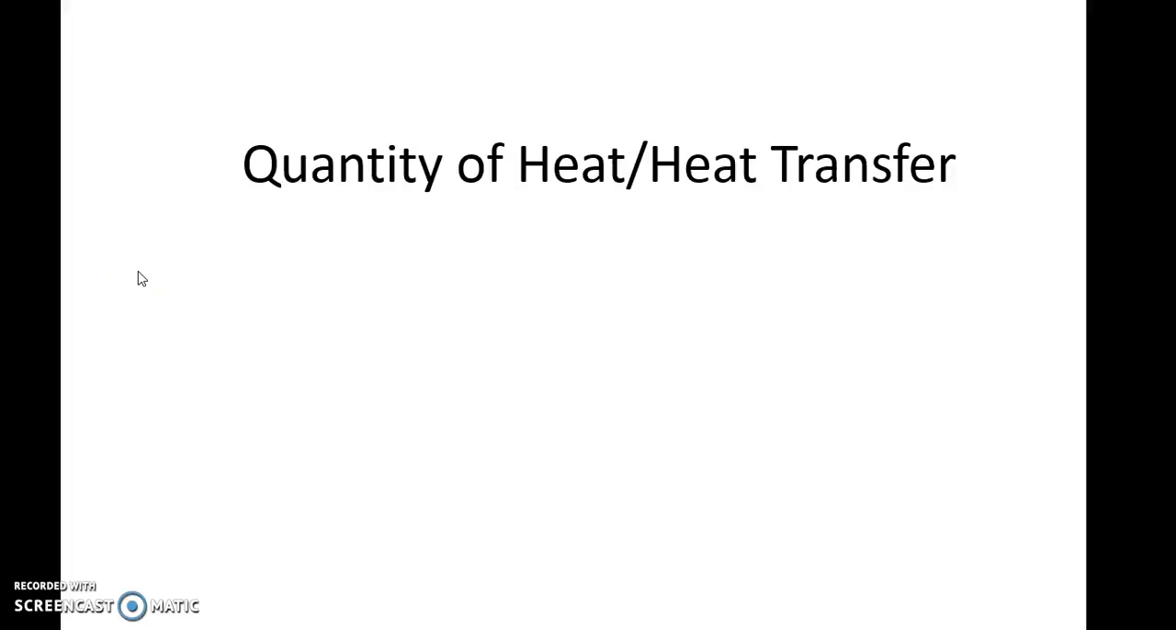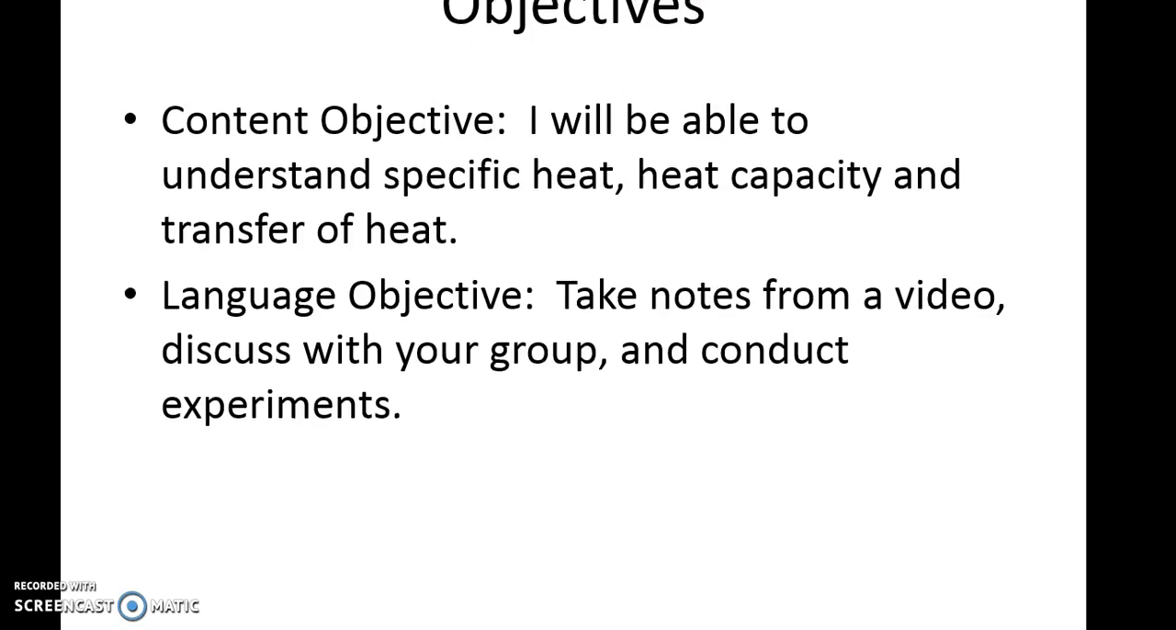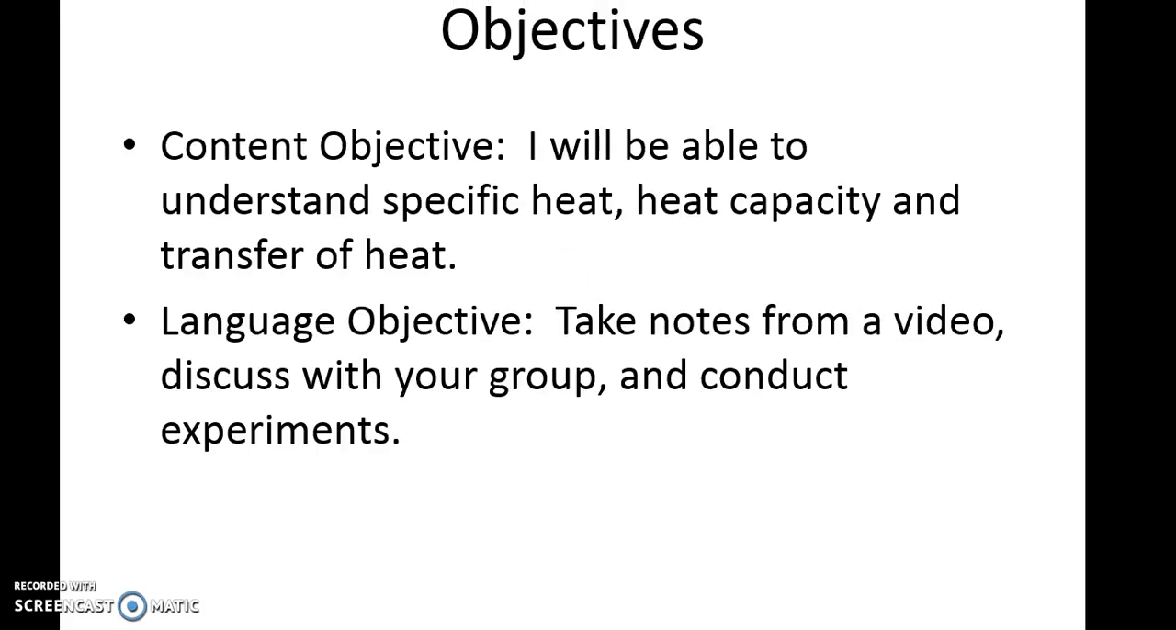Okay, this video is the second part of thermodynamics. This is quantity of heat and heat transfer. So I will be able to understand specific heat, heat capacity, and the transfer of heat. We're going to take notes from a video, discuss with our groups, and conduct experiments.